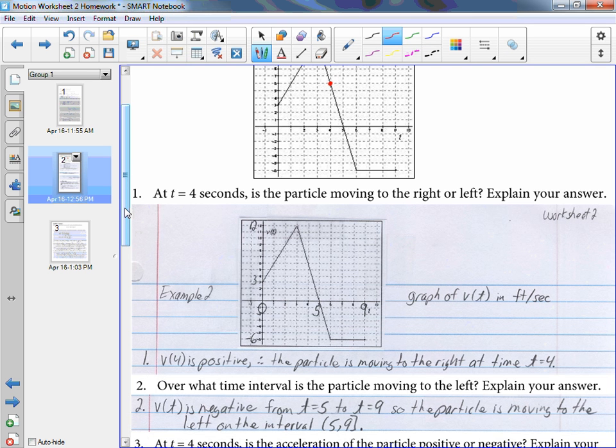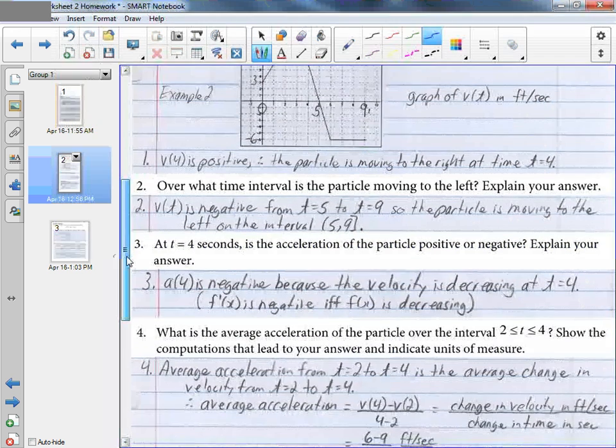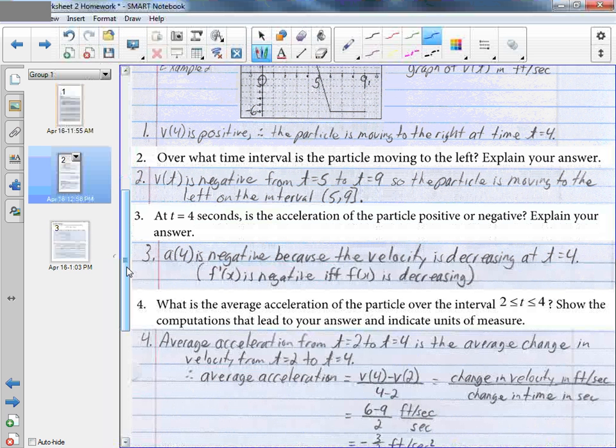All right, number 2, over what time interval is the particle moving to the left? Well, it's going to be moving to the left when the velocity is negative. The particle moves to the left when its velocity is negative. So on this particular graph, on this time interval, where is it negative? Negative when it moves to the right of 5, and it remains negative until they stop measuring. So from 5 to 9. Not exactly at 5, right? But as soon as it's past 5 to 9. We okay with number 2?